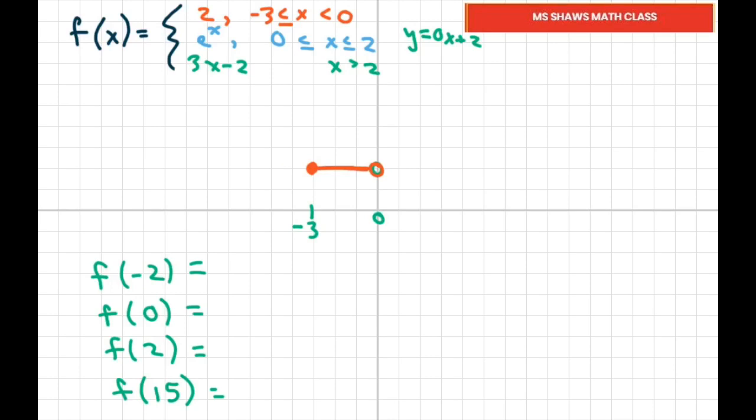Alright? Now at 0, it's e to the x. So let's go ahead and plug in 0. e to the 0, anything to the 0 power equals 1. So I'll do this one in blue. So at 0, it's 1, but it's closed. And then at 1, it's just e. Remember, e equals 2.718. So it's very close to 3. So basically, we go to very close to 3. 1, 2, 3.